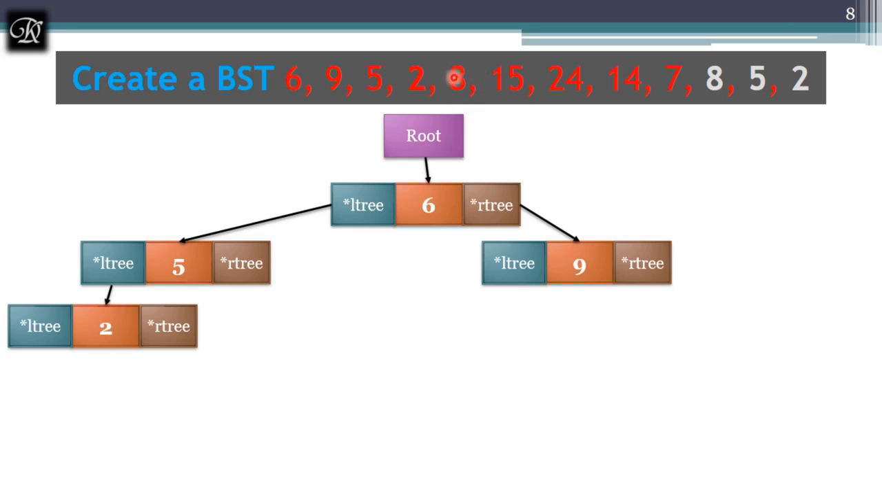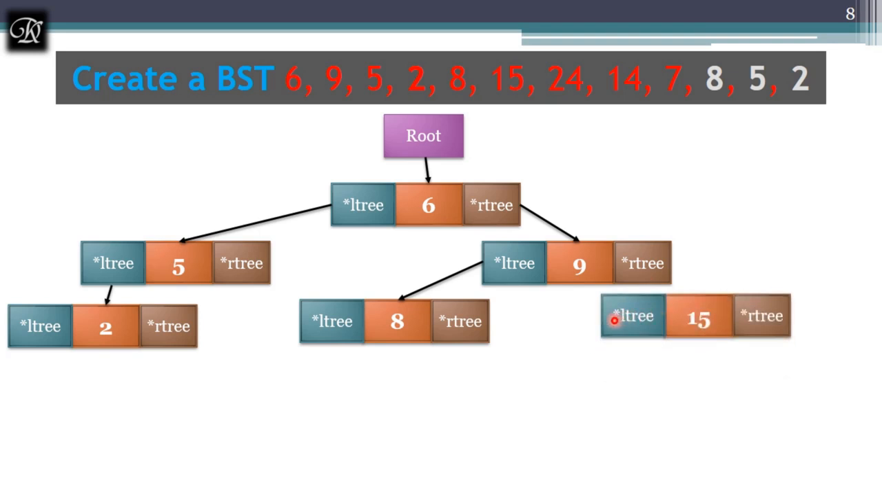Next, take up the next number. Next number is 8. 8 is compared with the root, which is greater than the root, so it will move to 9. Now it is compared with the 9, and which is lesser than 9, so it should become the left node of the 9 and connect with the left link of 9. And now we are having one more number, 15. 15 again compare with 6, it is greater than 6, compare with 9, it is greater than 9, so it should become a right node of the 9, and now it should be connected with right link.